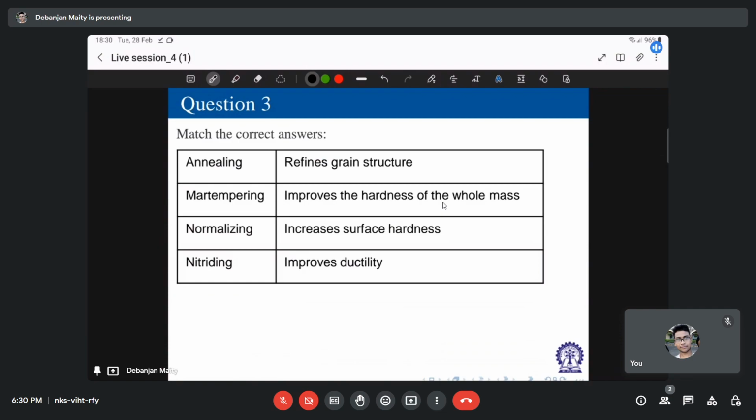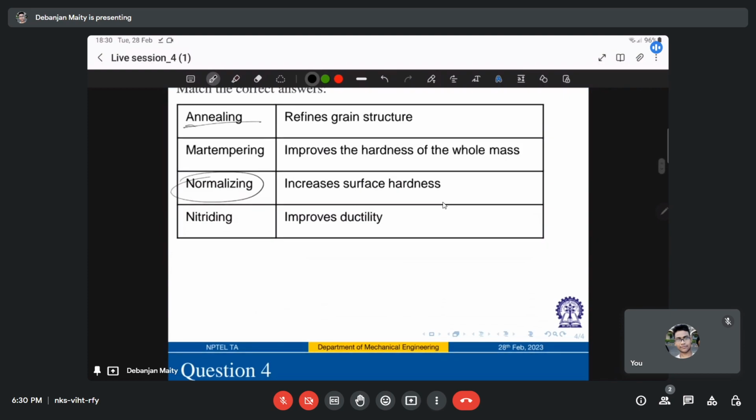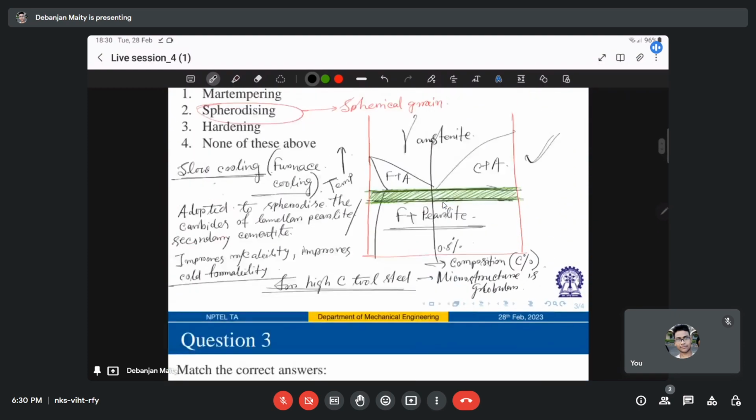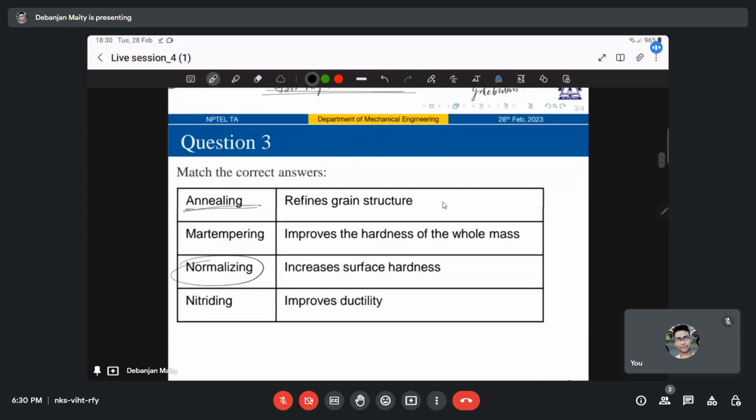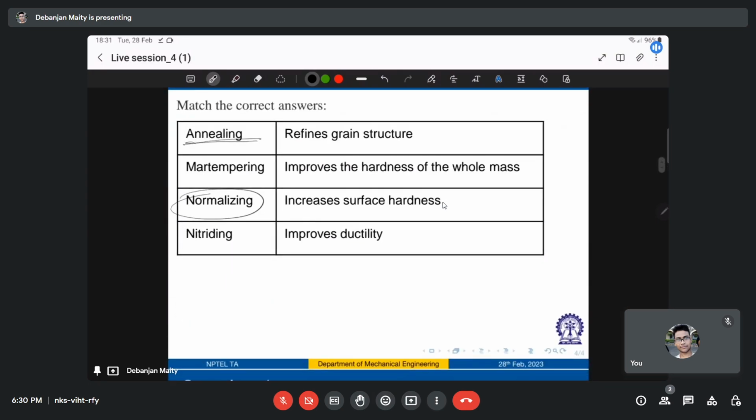So this is the next question. We should match the correct one. Now, here also let us try to understand. We have already discussed the normalizing process. Let us discuss the annealing process. Of course, a little bit of annealing we have discussed through the spheroidized annealing process. Let us try to understand it again. And then you have the martempering process and nitriding process. What are these things? And then we'll try to match the correct answers.